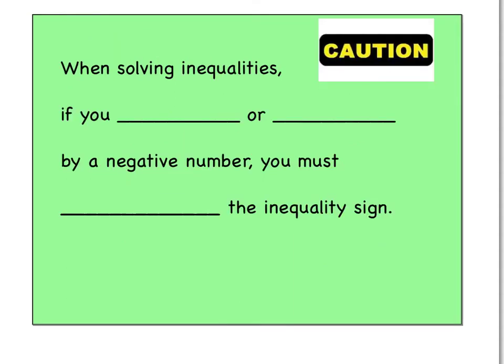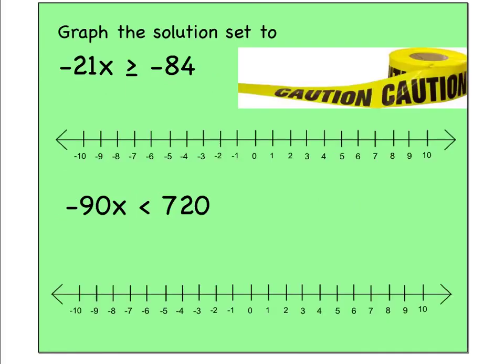The thing that we want to remember most importantly from yesterday was when solving inequalities, if you multiply or divide by a negative number, you must reverse, or some people say flip, the inequality sign. So to review that, right here we've got a couple examples. We're going to divide by a negative, which means we have to flip our sign.